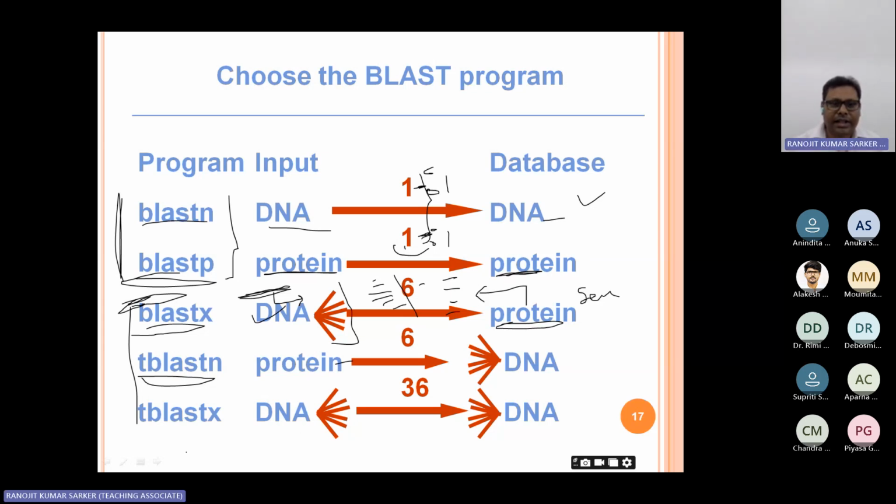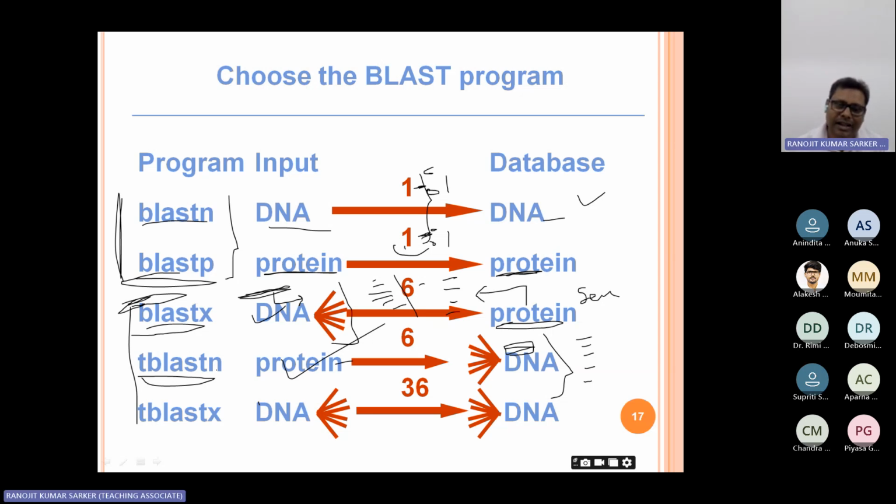Okay. So here you say that your input sequence is protein, and the target database is a DNA database. That means the DNA sequences are now translated into 6 reading frames. The whole database, see, there are 1 billion sequences. Now, these 1 billion sequences will be translated into protein sequences in 6 reading frames.